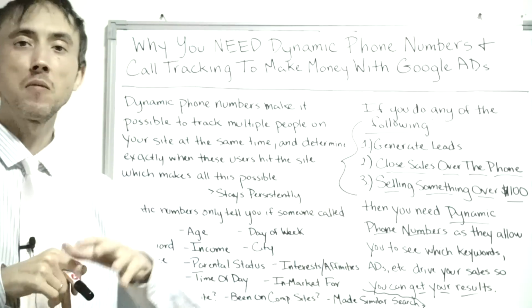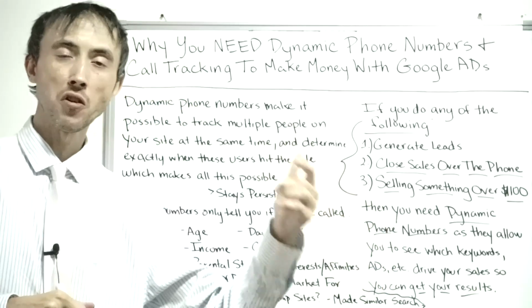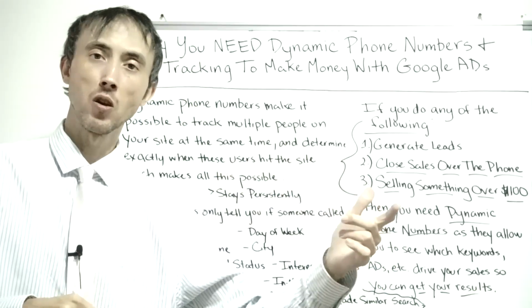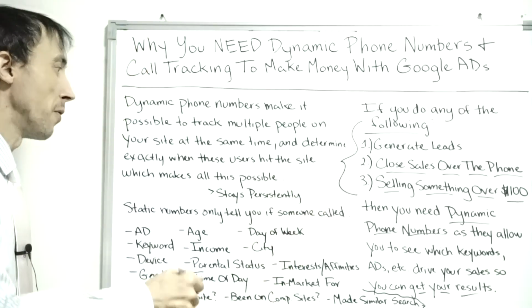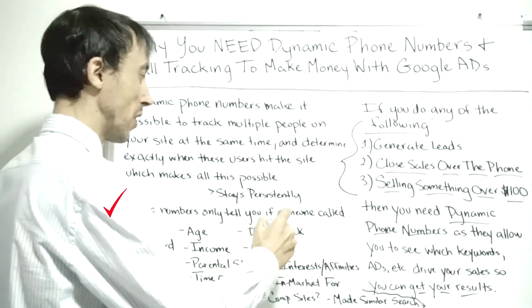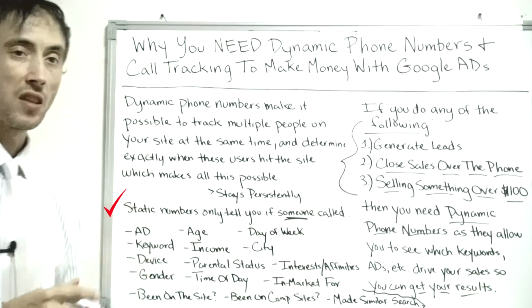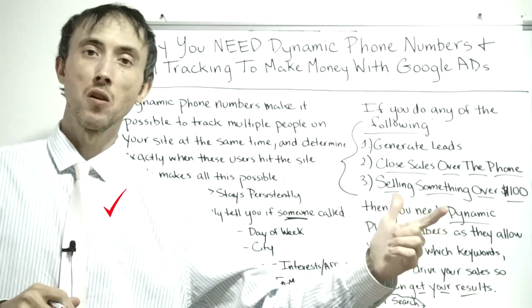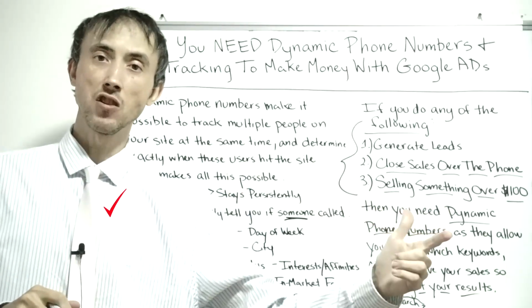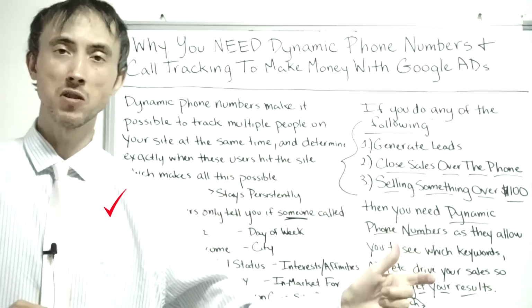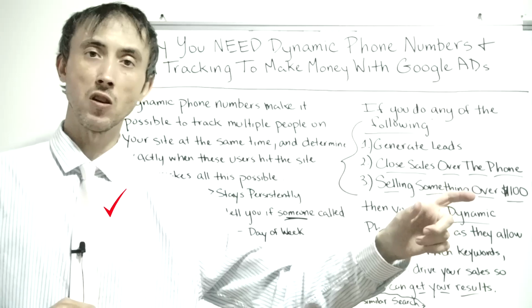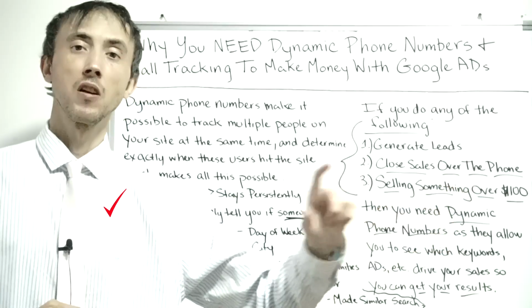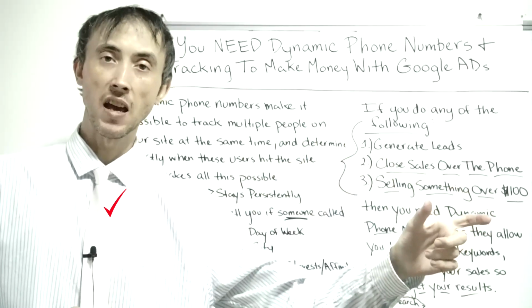And basically, if the tracking number is on your site and it's just a regular old tracking number, you could only tell if somebody called or not from a Google ad. With the dynamic system, the number is only shown to the user once they hit the page. The tracking number is not actually on your page; it only shows up for the user in their web browser when they hit your website.